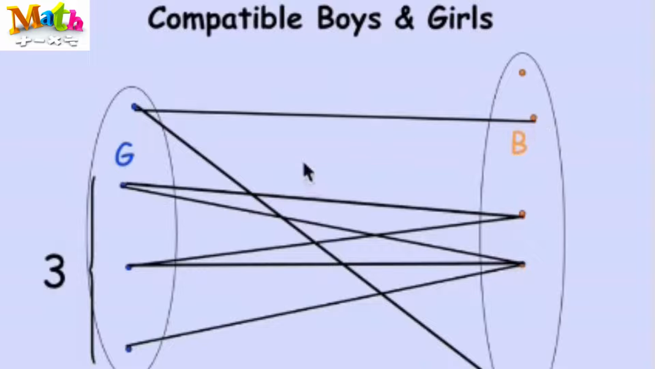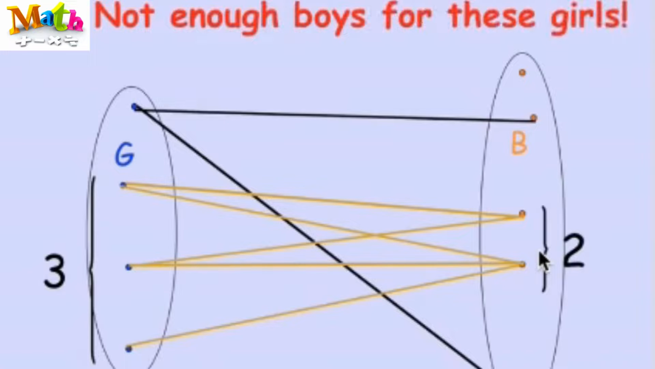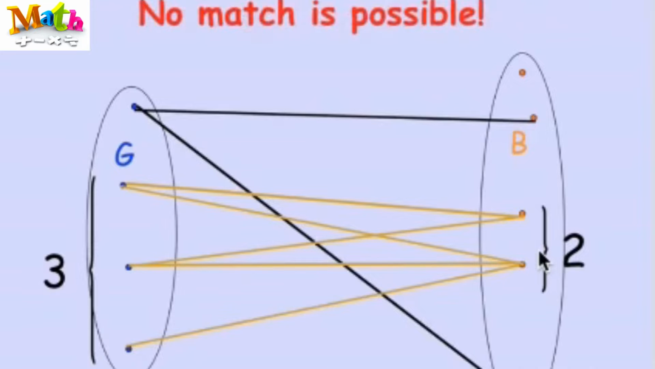And the reason is that if you look at this group of three girls on the left, and you look at all of the boys on the right that they are collectively compatible with, that is, one of these three girls at least is willing to be paired with one of the boys on the right, there are only two boys that have to be shared among three girls. And that is an example of what's called a bottleneck. So we have three girls, and collectively they only like two boys. There just are not enough boys to go around for these girls. That proves that a match is not going to be possible.